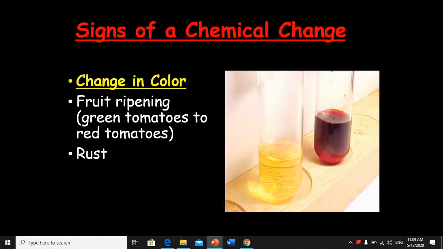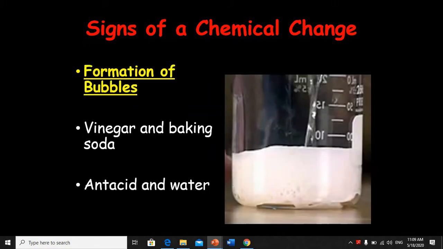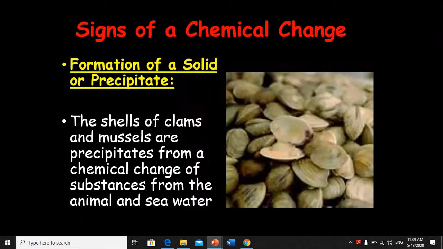Maybe you are putting two different colors together and you find them form a new color. Like the fruit ripening, the green tomato to red tomato, this is evidence of the color change, so this is a chemical change. And also the rust. Another sign is the forming of bubbles. When you put two different materials together, you will find that some bubbles start to be produced, so this is because of a chemical reaction.